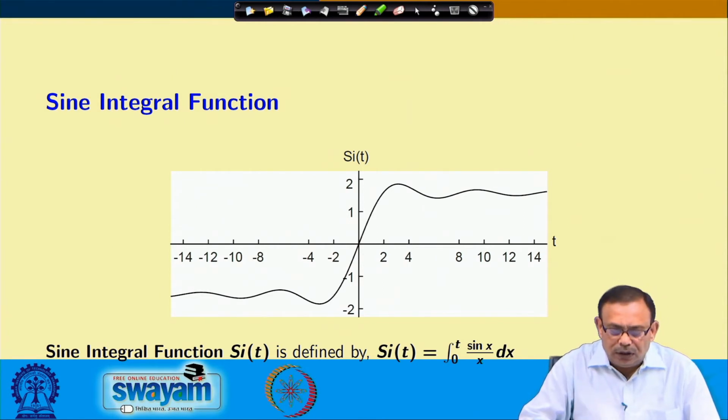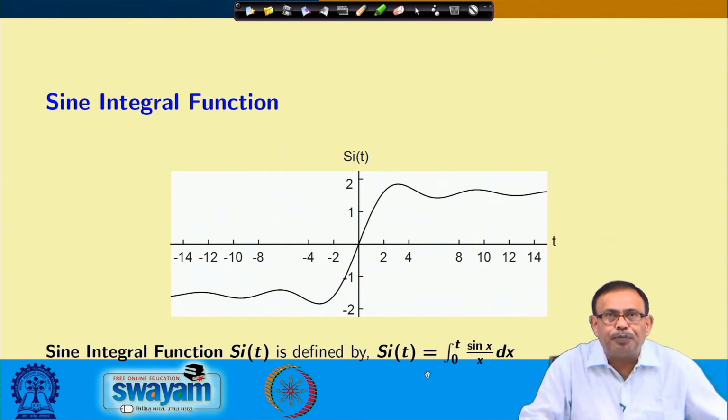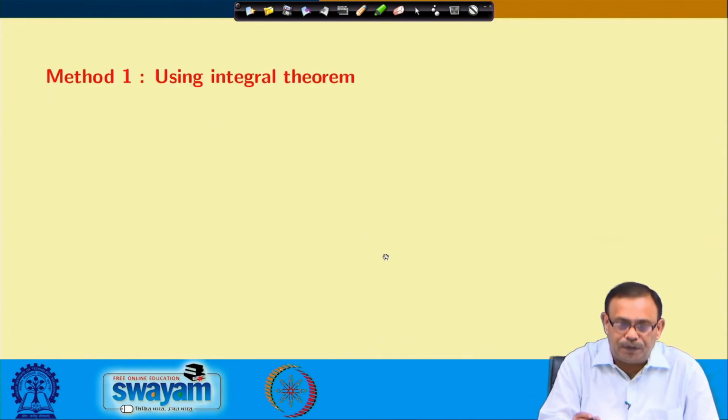The sine integral function is defined as, we denote it as Si(t), equals the integral from 0 to t of sin x by x dx, and the graph of the sine integral function is also given over there in the upper half. If you see here, the graph is given.